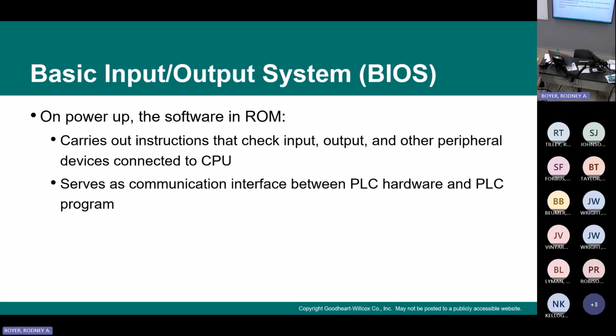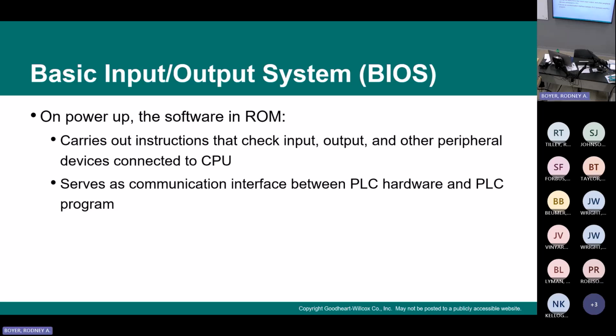Basic input output, BIOS. The BIOS in any computerized device is the how-to guide for your CPU. Whenever you say, hey, CPU, I want to display a character on the screen, and it says, well, I don't know how to do that. So it goes to the BIOS and says, hey, how do you display a character on the screen? BIOS says, this is how you do it. It says, okay, thank you. So it goes and does it.